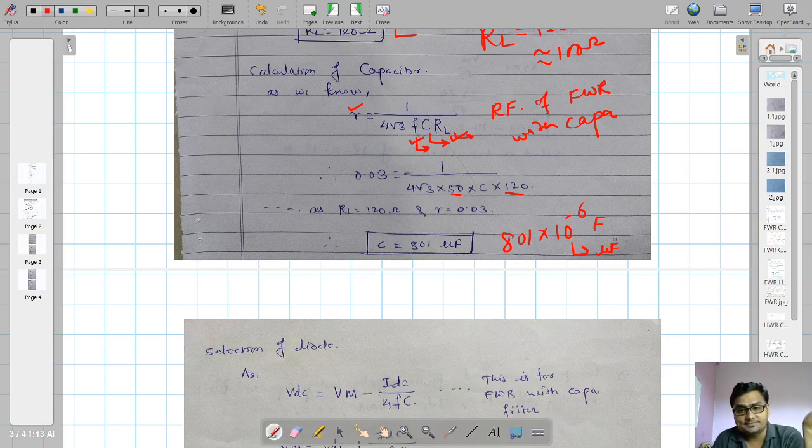Definitely it is not available. So a nearby available value, if 801 is not available in the market, you purchase 1000 microfarad, or you can purchase 600 microfarad, or you can purchase 670 microfarad. So the nearest available value in the market we need to purchase. Is that? So that's why the theoretical design is quite different from the practical design. When we start with the lab session, you will come to know everything. And you will understand this scenario, that nearby values we have to consider and all those.